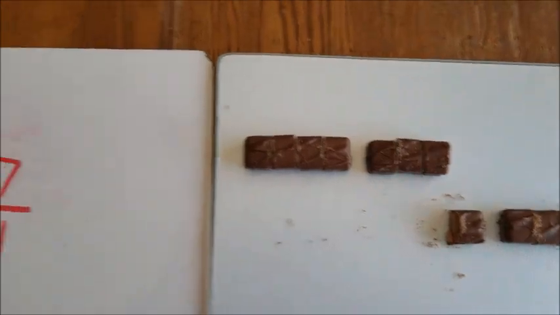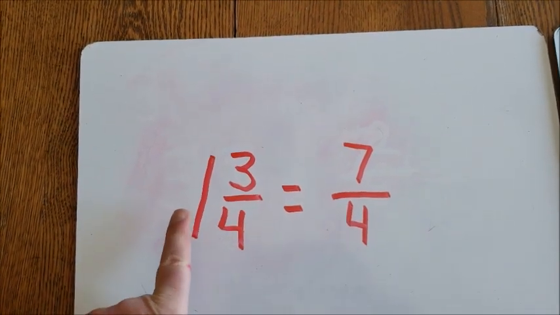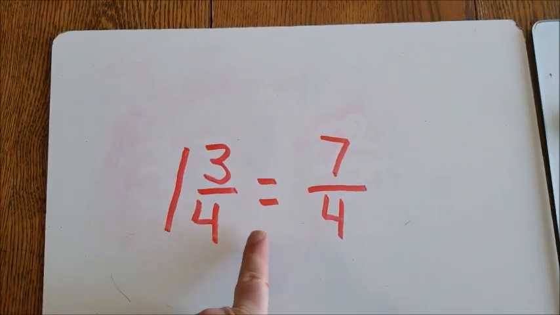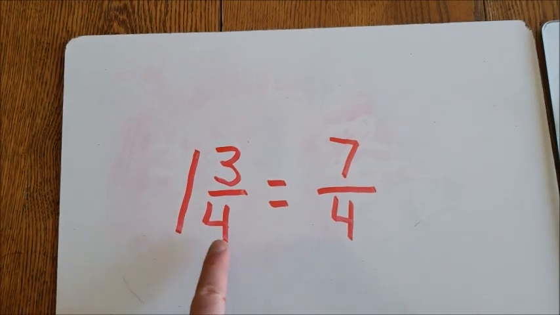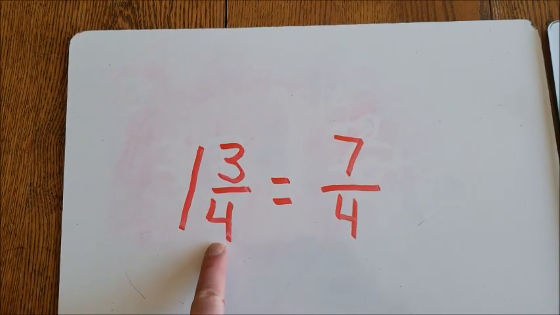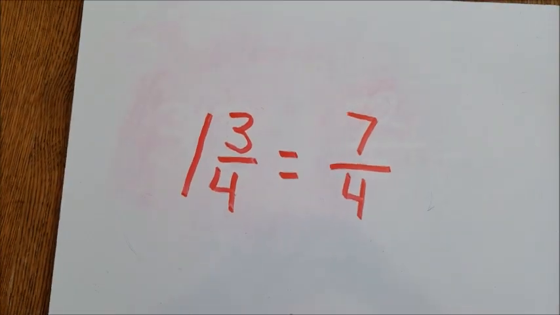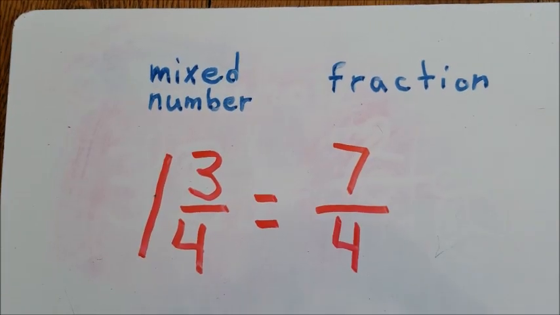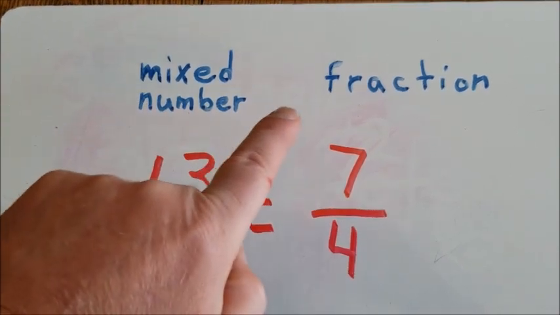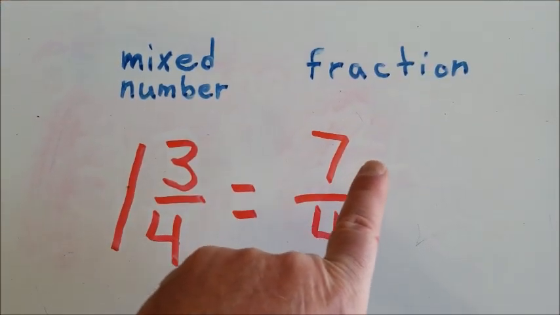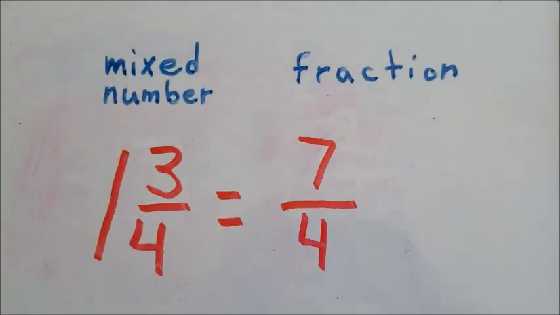And that would be written like this. 1 whole candy bar and 3/4 of another one. 1 3/4 equals 7/4. We call this over here, when we have a whole number and a fraction, a mixed number. This is called a mixed number right here. This is just a fraction. A whole number written with a fraction is a mixed number. When you have your numerator over your denominator and a number is written like that, that is just called a fraction.